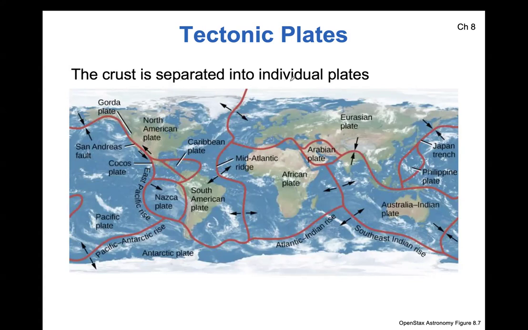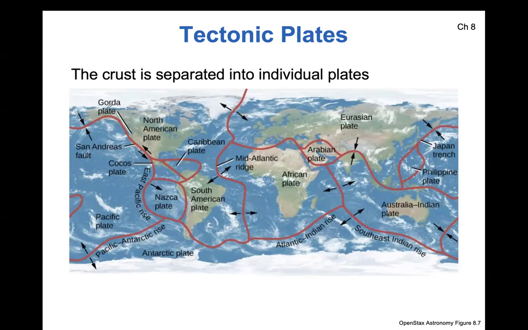So the crust is separated into individual plates, and this map shows some of the major ones, like the North American plate and its boundary with the Pacific plate. And some faults, like the San Andreas fault, running along that plate boundary. There are lots of smaller plates.